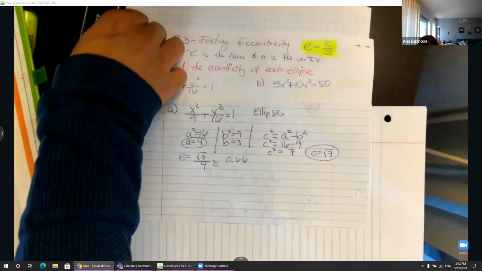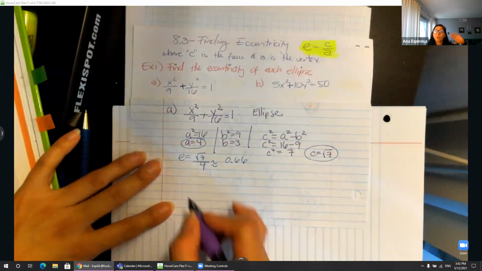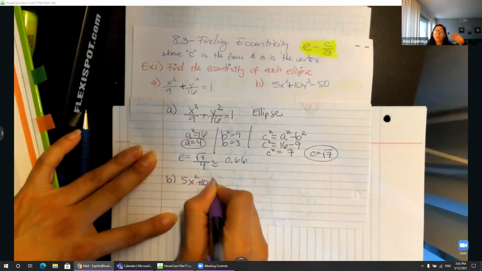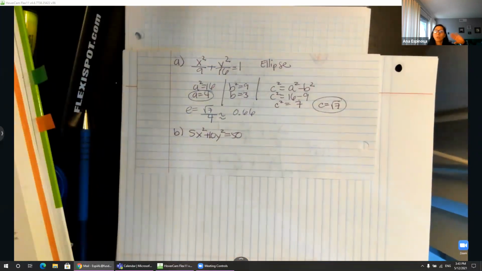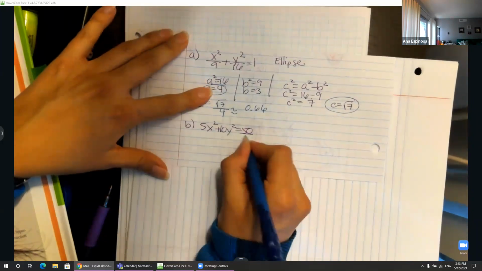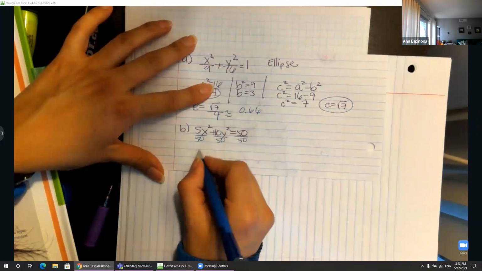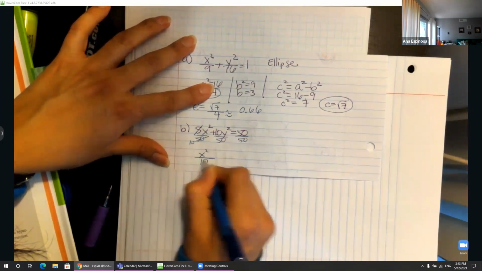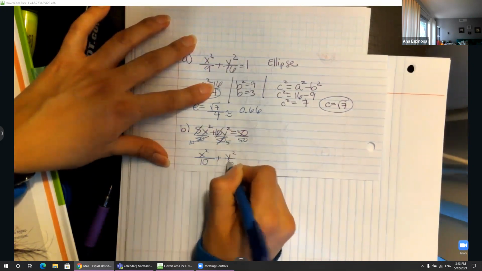This is just pure algebra after you have gone through all the conics and understood how to get A's, B's, and C's. B, we've got 5x squared plus 10y squared equals 50. That is also an ellipse. However, it is not in the correct format. So we're going to have to divide everything by 50. So we get x squared over 10, since 5 goes into 50 10 times, and y squared over 5, since 10 goes into 50 5 times, and that is a 1.